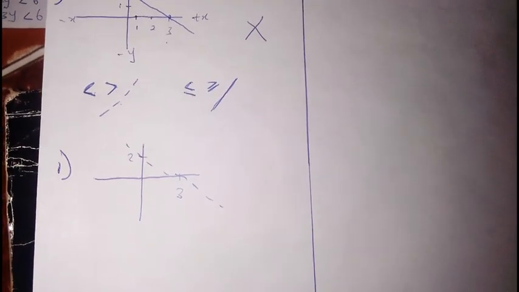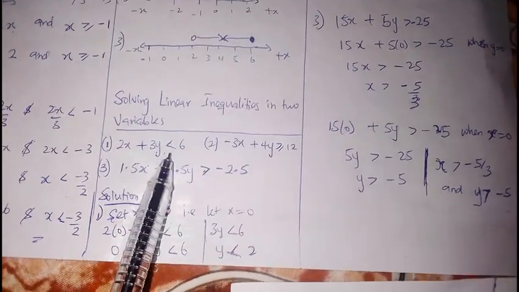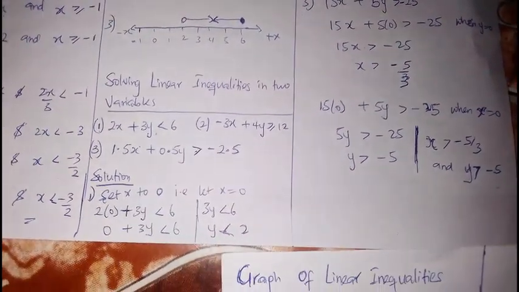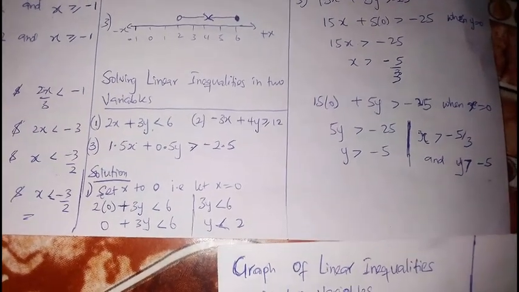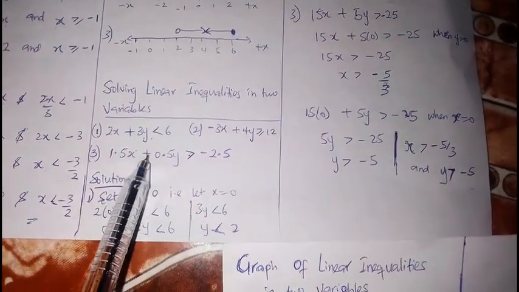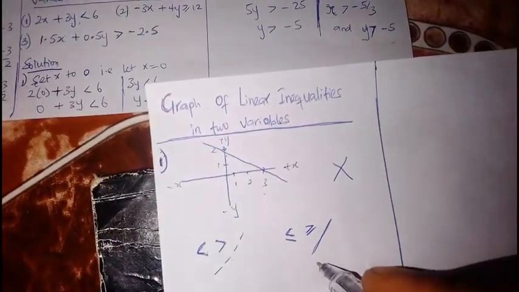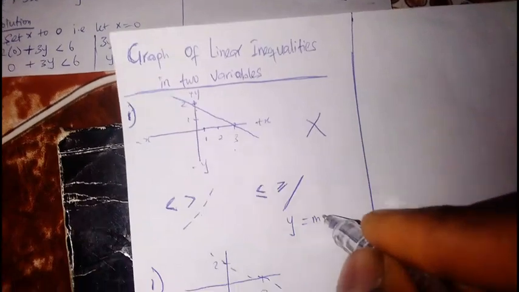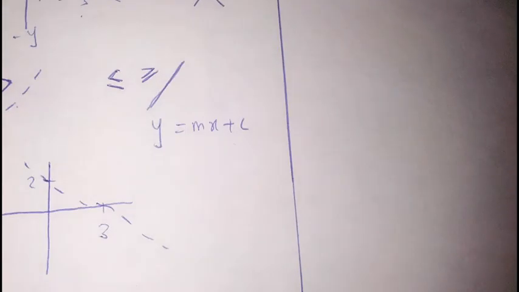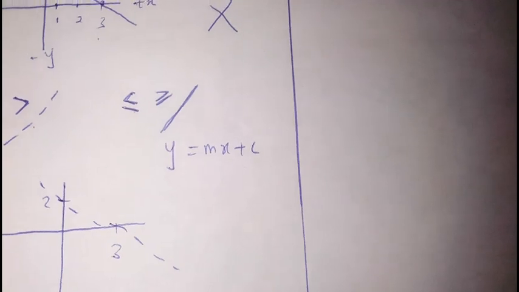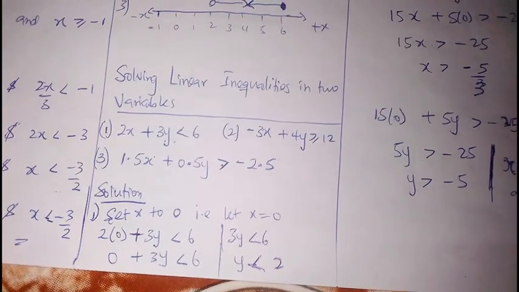Now, for shading, we're given this linear inequality. How will you know where to shade when it comes to linear inequalities of two variables? You'll know where to shade by making y the subject of the formula. How do I mean? Making your y in the form y equals mx plus c, which represents the general representation of a linear equation. So let's make that linear equation like that.